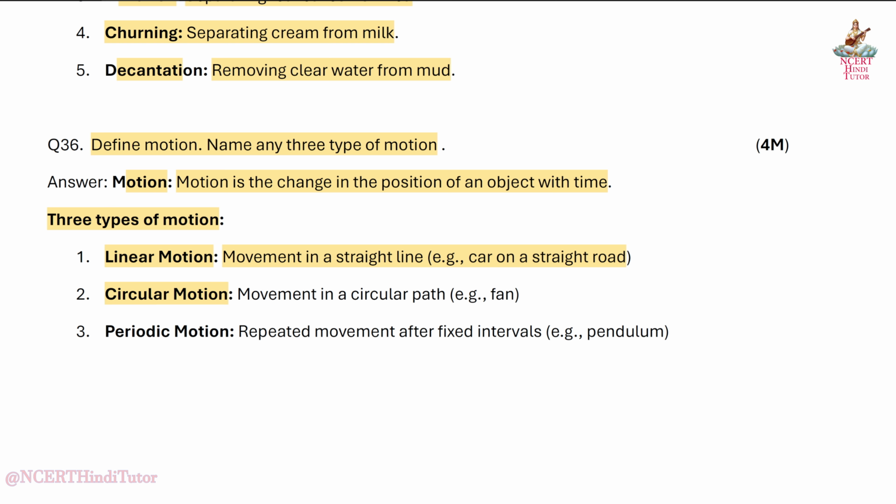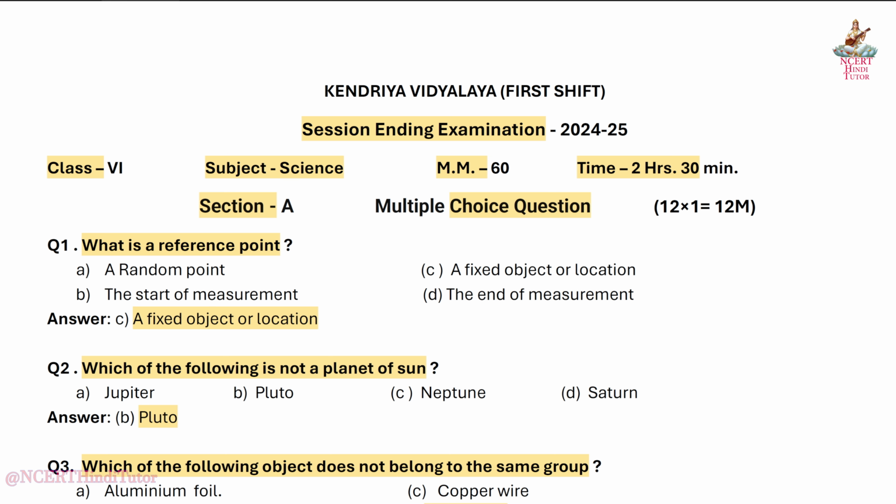Second, circular motion. Movement in a circular path. Example, fan. Third, periodic motion. Repeated movement over fixed intervals. Example, pendulum. So friends, we have completed session ending examination for class 6 subject science.